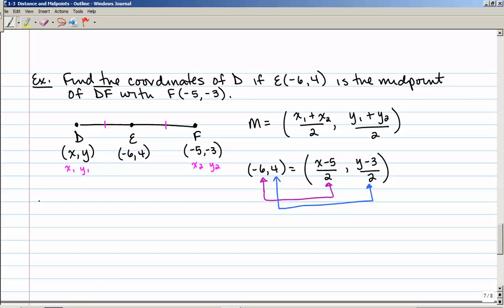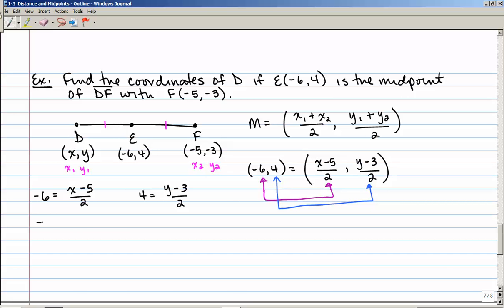So I'm just going to write two equations. So negative 6 equals x minus 5 over 2, and 4 is equal to y minus 3 over 2. And now what I need to do is just solve each of those equations, the first one for x, the second one for y, and that will give me the coordinates of point D.